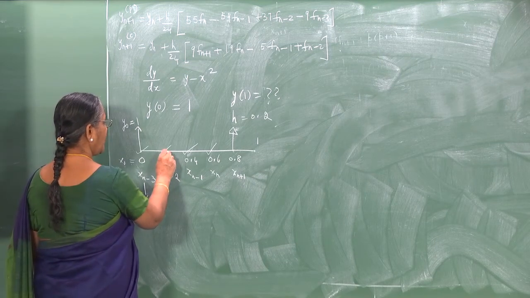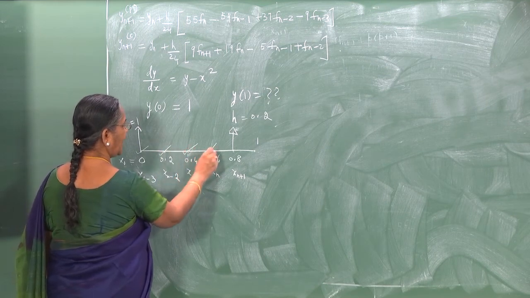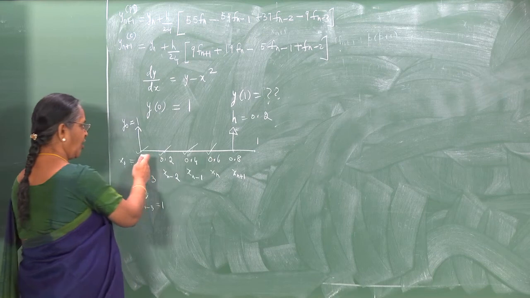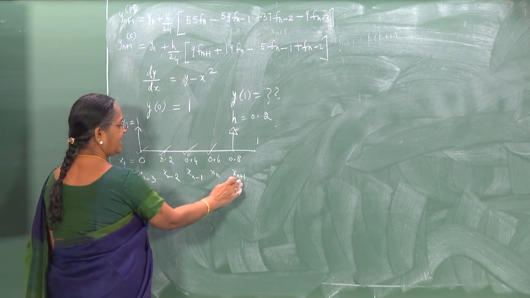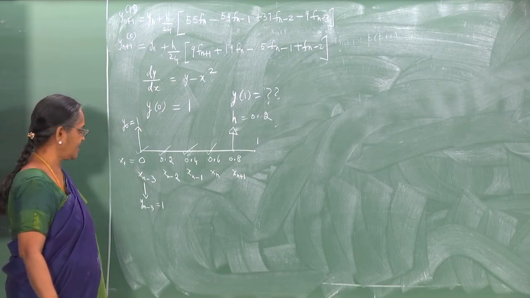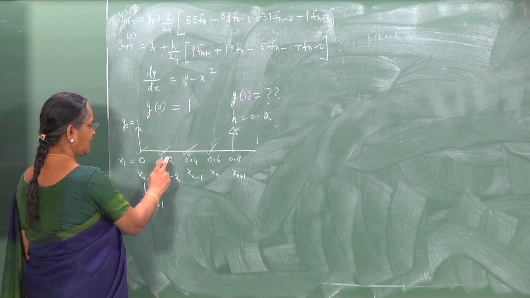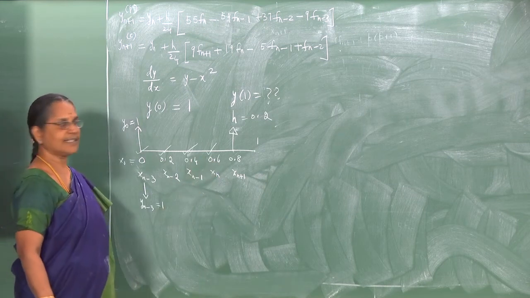So, I need to now get the solution at these points 0.2, 0.4 and 0.6. Only when I have information at all the 4 points, I can use the predictor and get the solution at this point, and then use the corrector to correct it. So, my goal now would be to compute the solution at 0.2, 0.4 and 0.6.